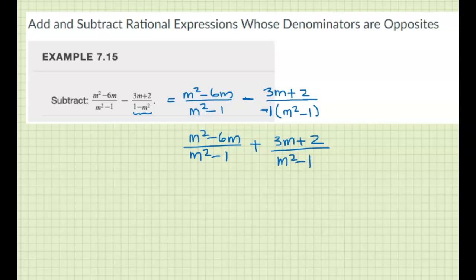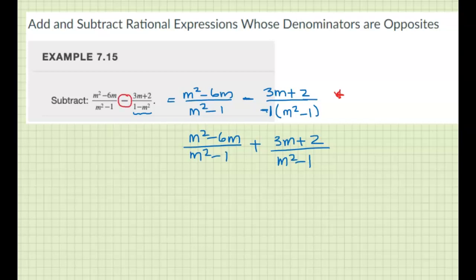Okay? If you want, you can skip this step. Basically, you kind of go, oh, notice this is opposite. I'm going to turn it around to be m squared minus 1 so I can match this one. But if I flip it over, then I need to change the sign, because of that negative 1.